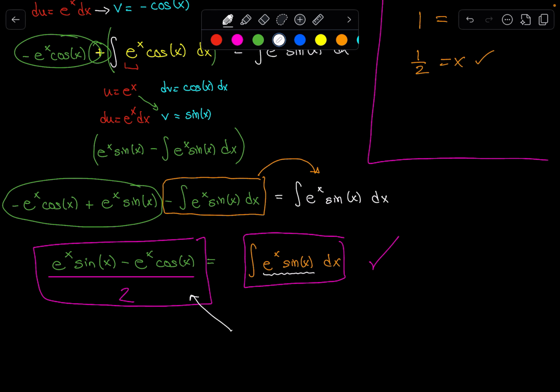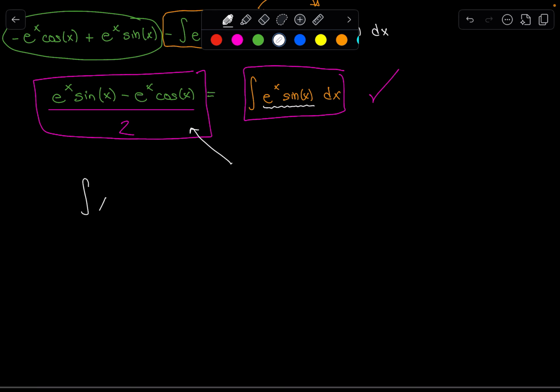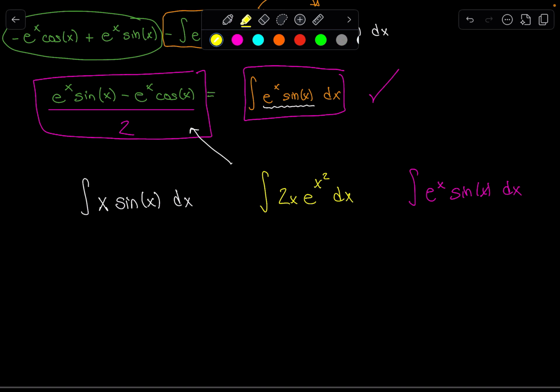I'd say one last thing that people like to ask is, going back to the very first example we had, integral of x sine of x dx, and then we had the problem that we got stuck on, which was like 2x e to the x squared dx, and then we just had the one that we did, which was like e to the x sine of x dx. And people always ask, how do I know what I should be picking for my u? How do I know what I should be picking for my dv? And the answer, at least at this part, since we just learned this, is that there is going to be no shortcut for right now.